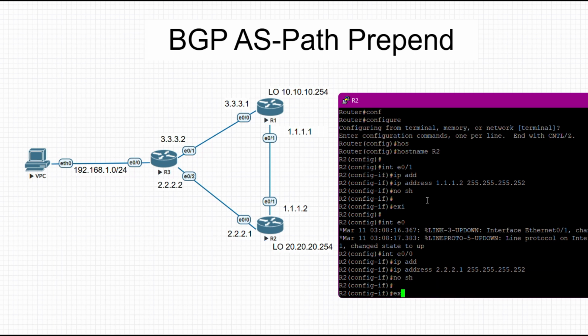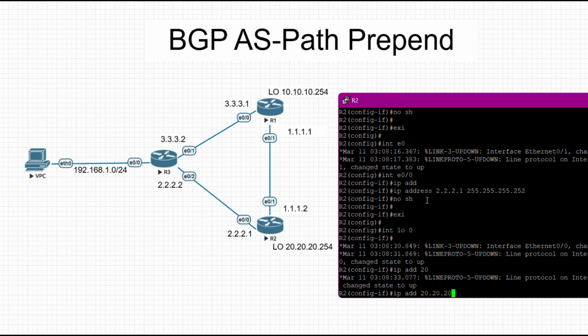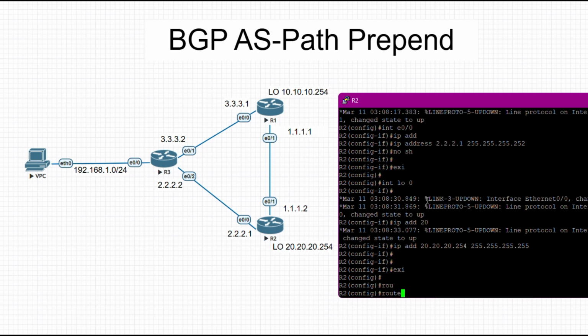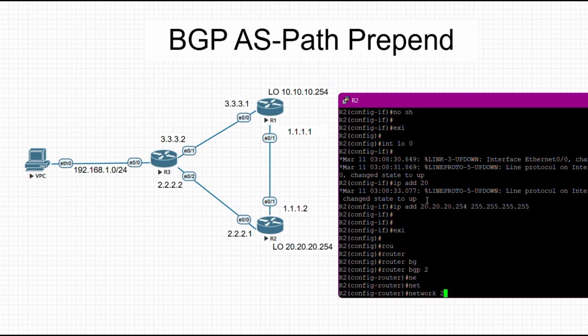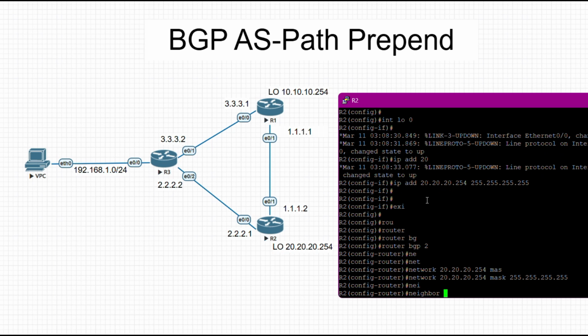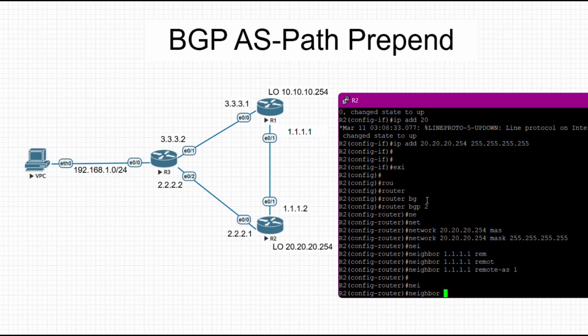And also, we need to configure the loopback address, that's 20.20.20.254/32. After that, we will configure the BGP. So I will just add the 2, our autonomous system, then advertise the network, so that's 20.20.20.254/32. After that, the neighbor address. We will type in 1.1.1.1. The remote AS is 1. The secondary link is neighbor 2.2.2.2, remote AS 3.